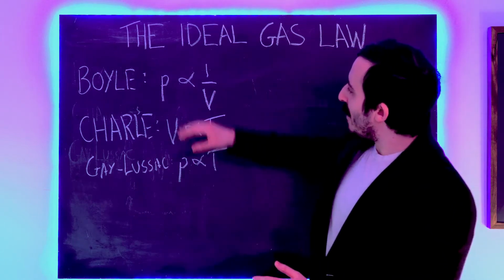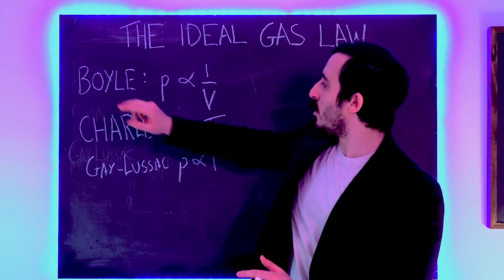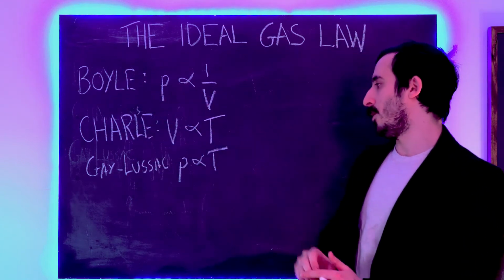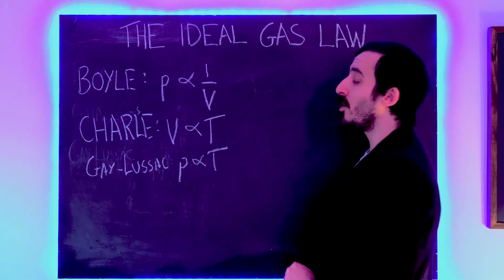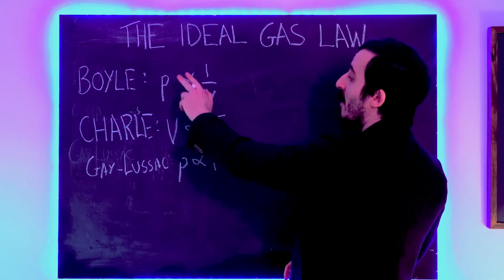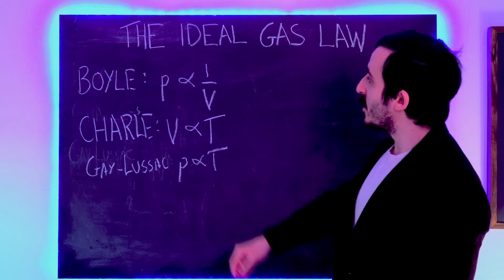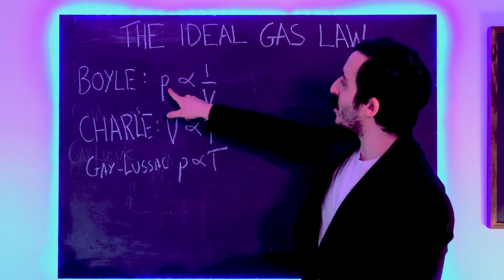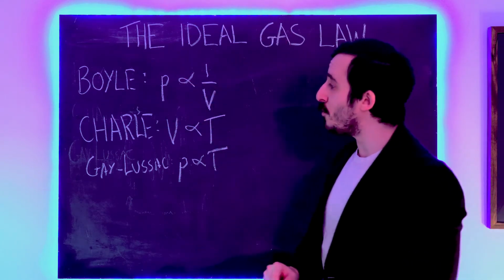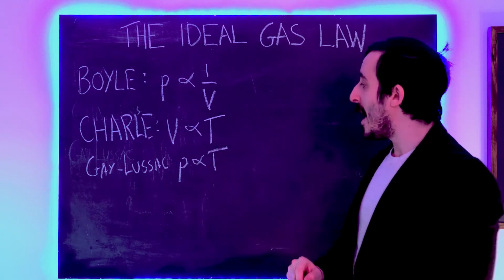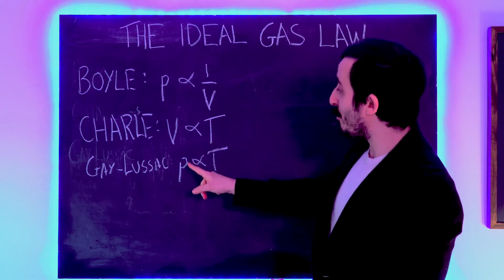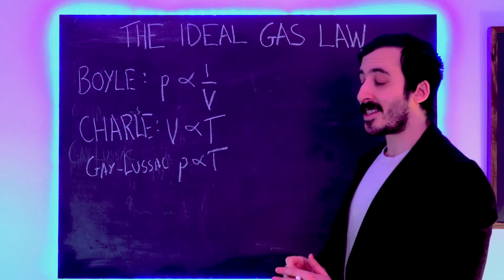So we have these three laws here: Boyle's law, Charles's law, and the Gay-Lussac law. And all of these are holding one variable constant and noting how the other variables interrelate to each other. So at constant temperature, we have pressure is inversely proportional to volume. At constant pressure, we have volume is proportional to temperature. And at constant volume, we have pressure is proportional to temperature.